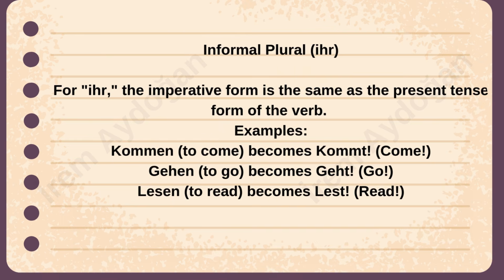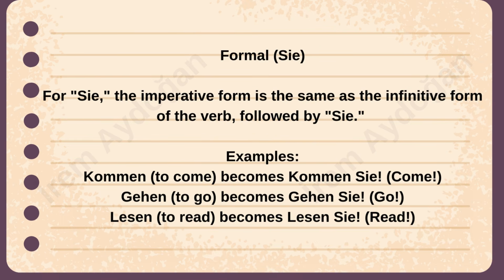And the formal, Sie part. For Sie, the imperative form is the same as the infinitive form of the verb followed by Sie. For example, kommen becomes kommen Sie, gehen becomes gehen Sie, lesen becomes lesen Sie. For only the formal part of the imperative, we use Sie: kommen Sie, gehen Sie, and lesen Sie.